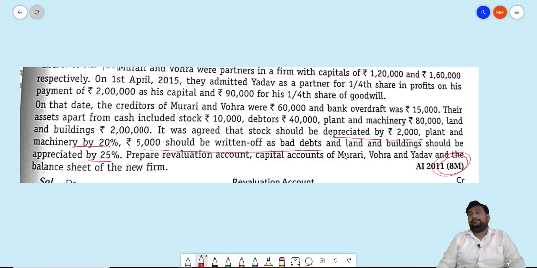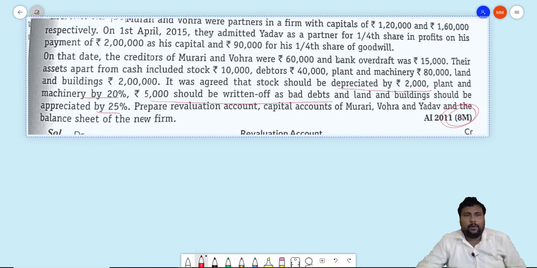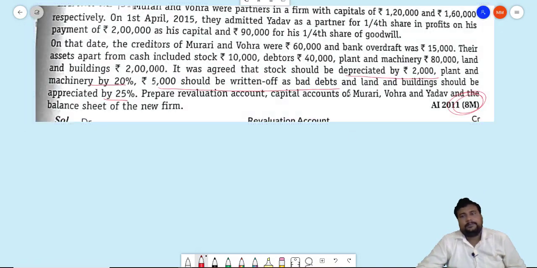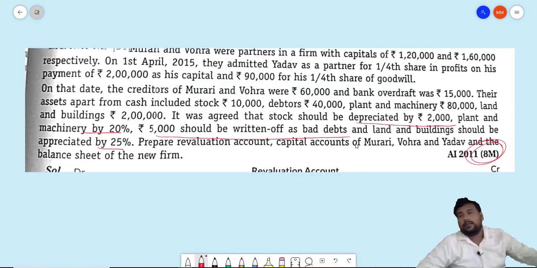Past adjustment will not come in. Past adjustment of capital is a very, very important topic, but now it will not come in your board exam. So this type of question has very high value now, and you have to practice this type of question. So it is an 8 marks question. Go and prepare the revaluation account quickly and tell me the revaluation profit in the comment box.